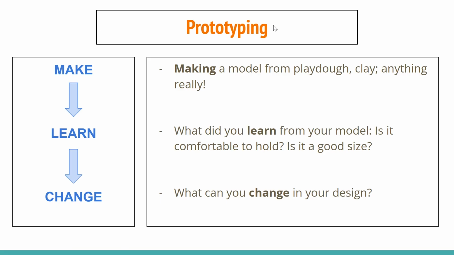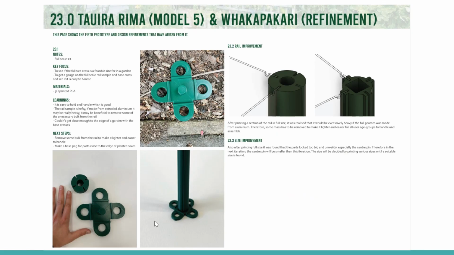Cool. So prototyping is making a model. So you might want to make a model of your lamp during your development. Maybe you ask yourself the question, is it going to be a good size? And you might make it to scale out of paper, and you might sit it on your bedside table, take a photo of it, and write down what you learnt. So you could say, I learnt that the shade is actually really huge, so I'm going to make the shade smaller. And that's what you can change. So make a model. What did you learn? What can you change? So for example, here I made a little model of that base peg bit.